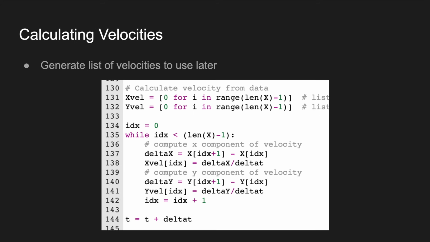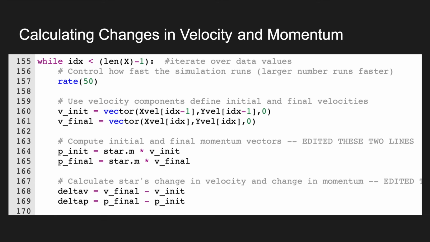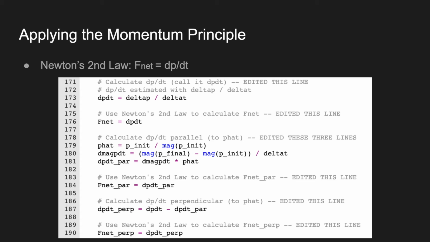The x and y components of velocity are then calculated over time using the positions from the randomized trajectory and the delta t given. Forces on the system are calculated in a loop for every position. Using the initial and final velocities derived in the previous step, the change in velocity is calculated. The change in momentum can also be found, since momentum equals mass times velocity, and the mass of the star is known. We can estimate dp/dt as delta p over delta t, since the time between data points is relatively small. Newton's second law defines dp/dt as net force, so that is clarified here as well.